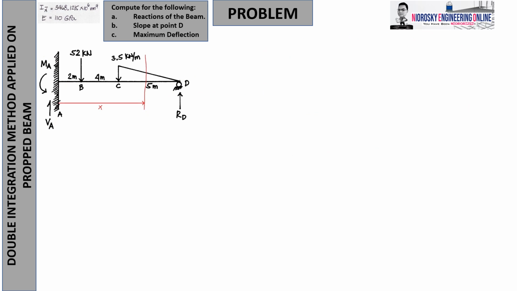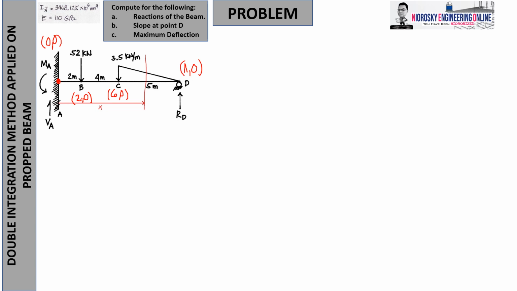So again, the rule of DIM. Ulitin natin, yung pinakadulong kaliwa, siya yung gagawin 0, 0 coordinates at point A, it will become 0, 0. While at B, it will become 2, 0, assuming no deflection muna, stationary position. Point C is 6, 0. And at point D is 11, 0, assuming no yielding.